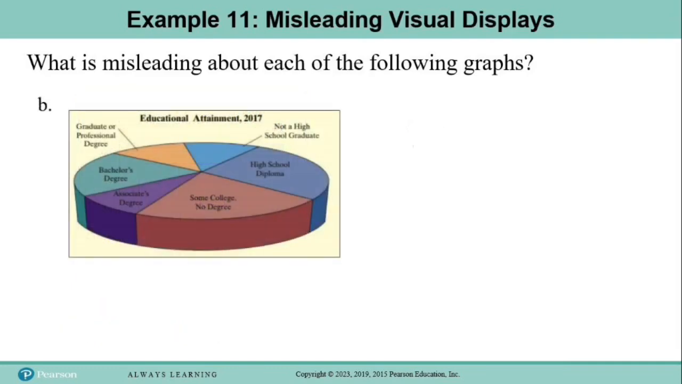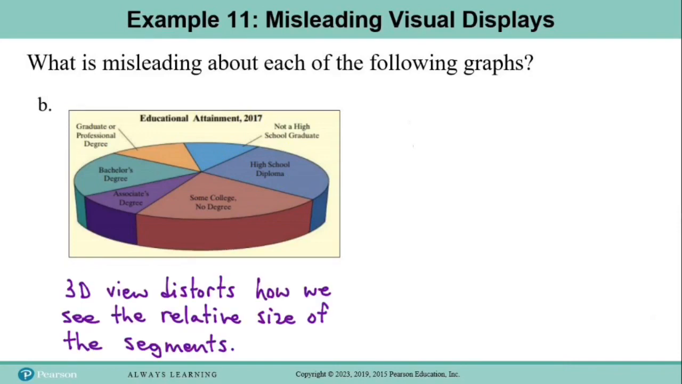And here's part B. So what's misleading about this graph? Well, this kind of graph is really easy to produce on PowerPoint. I'm sure that you have made a 3D graph like this at some point in your high school career, or you've seen them in other people's presentations. The problem with the 3D is because the circle is kind of laid on its side, the 3D view distorts how we see these categories.